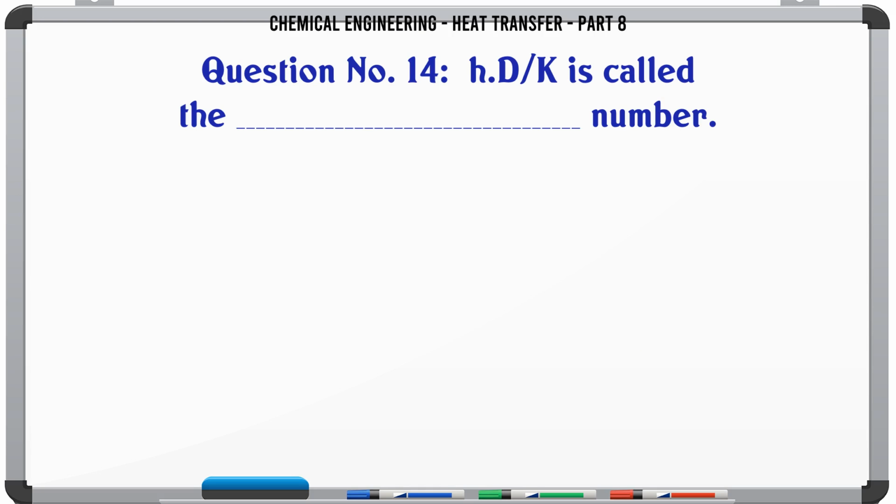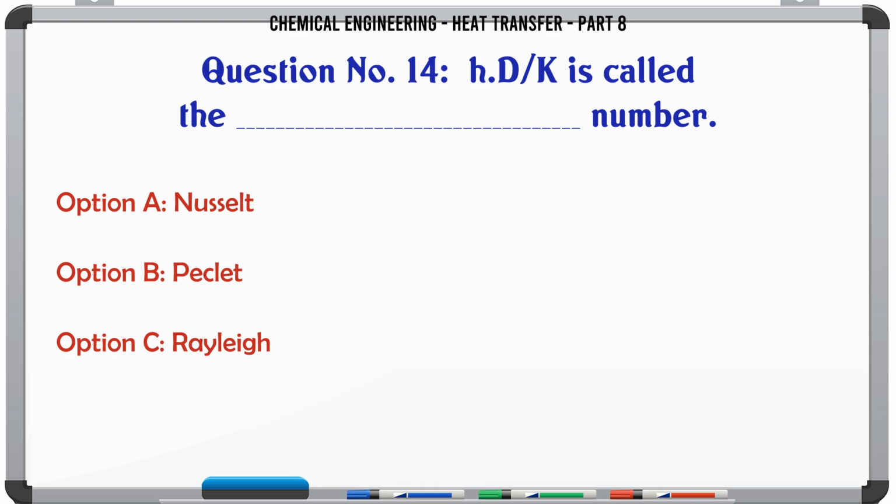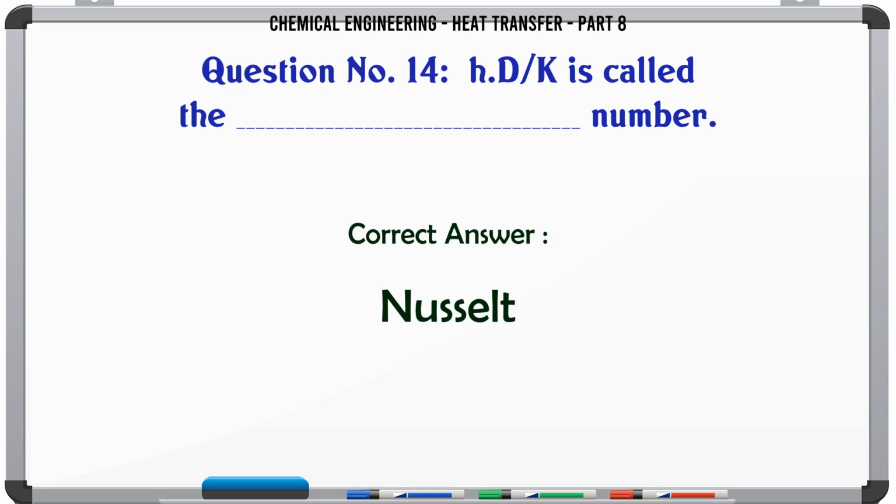hd/k is called the number. A. Nusselt, B. Peclet, C. Rayleigh, D. Grashof. The correct answer is Nusselt.